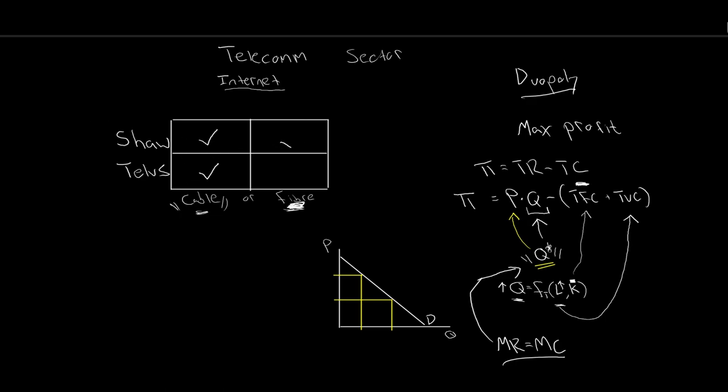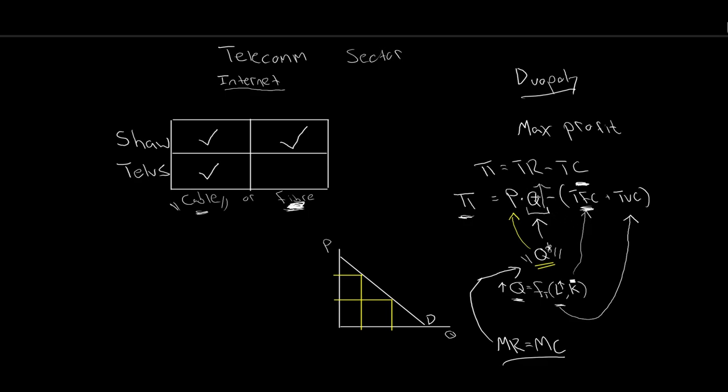Alternatively, Shaw could go and start laying fiber. If Shaw starts to lay fiber, they're going to face extra costs in order to lay all this, which is going to eat into their profit. But by laying fiber, they end up getting to steal a whole bunch of Telus's clients by saying, we have faster, better internet and all this. And so although their costs increase, so does their quantity.